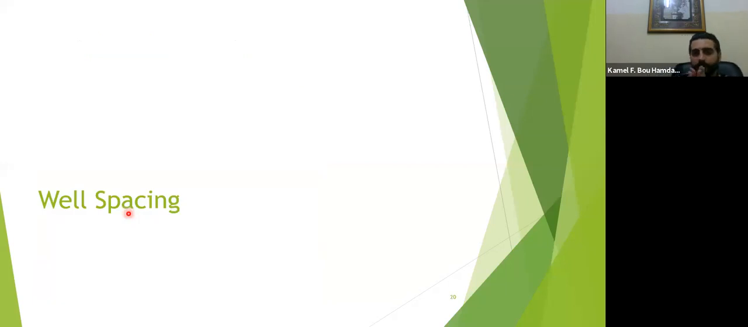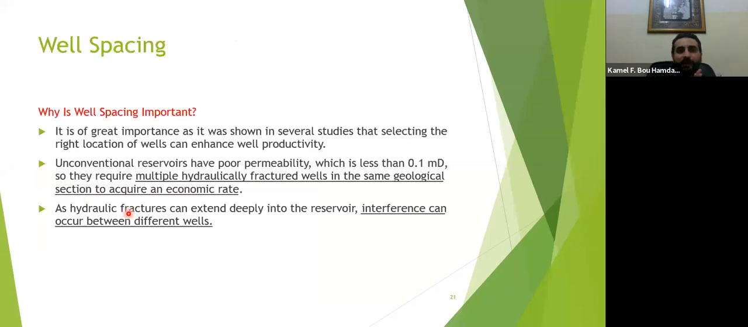Moving on to the third thing, which is the well spacing. So why is well spacing important? If you think about it, if we can find the best location to place our well, then we can easily enhance our well productivity. So let's say we have a certain region or area. If we know the optimum spacing for the wells, then instead of drilling and fracking 8 wells, we might do it with 5 wells or 4 wells and so on. So it's more beneficial for the economy.